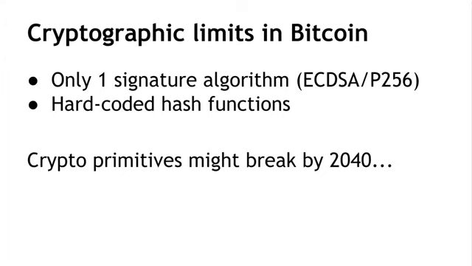Another limitation that people are worried about in the long term is that the cryptography in Bitcoin is fixed. There's only a couple of hash algorithms, and there's only one signature algorithm, which is elliptic curve DSA, over a specific elliptic curve called SEC-P256. And there's some concern that over the lifetime of Bitcoin, which people would like to be for a long time, this algorithm might be broken.